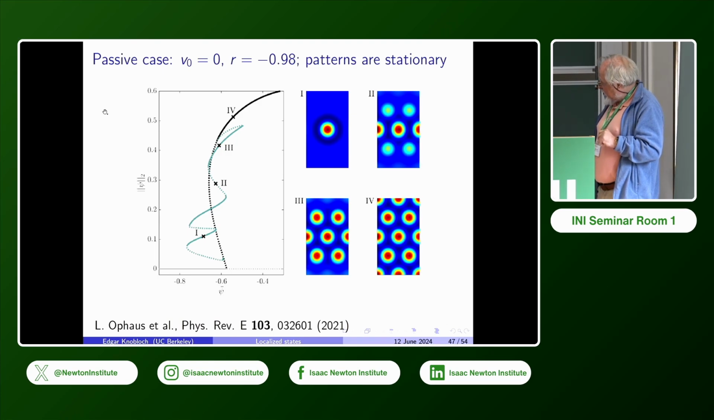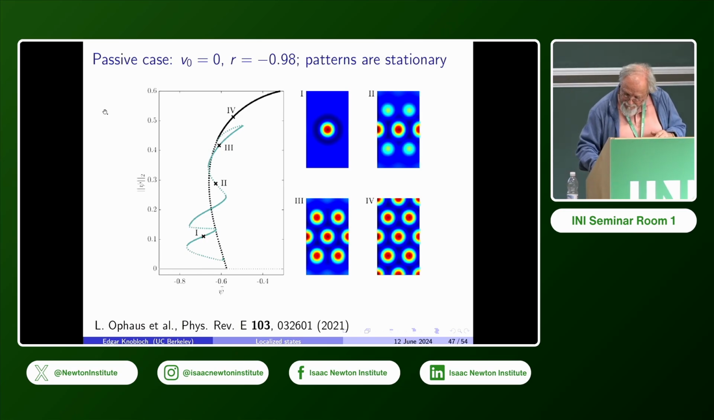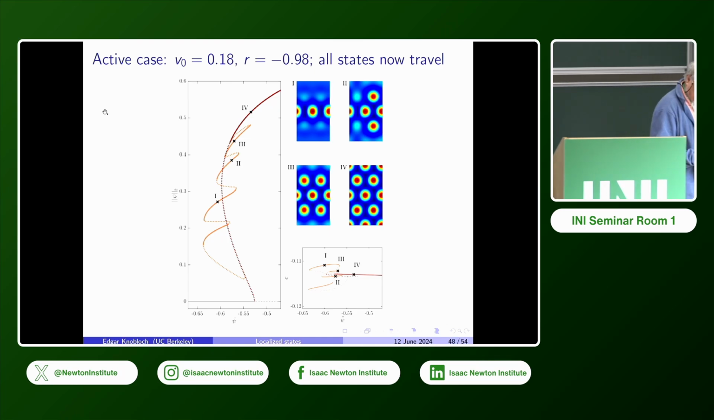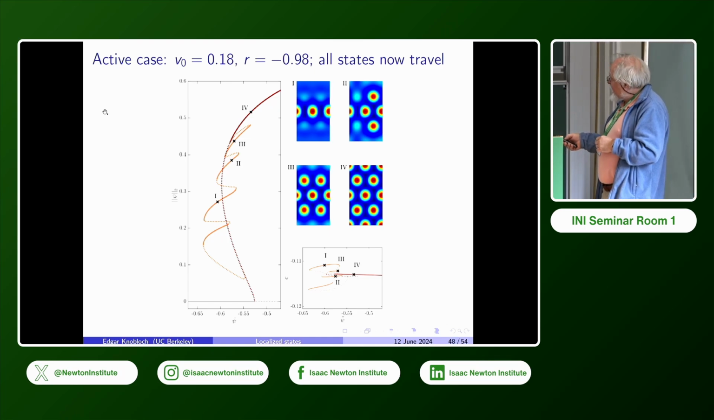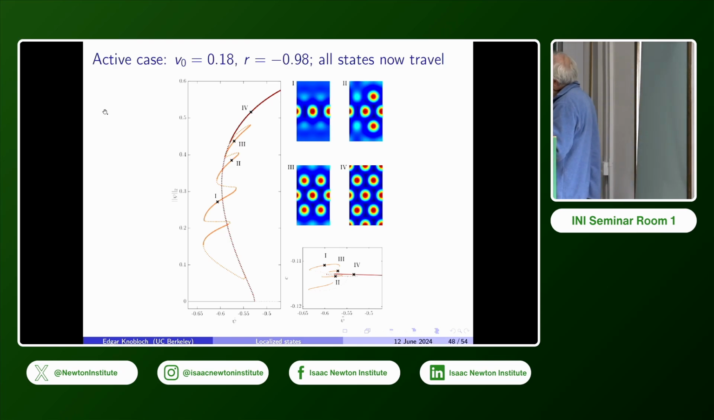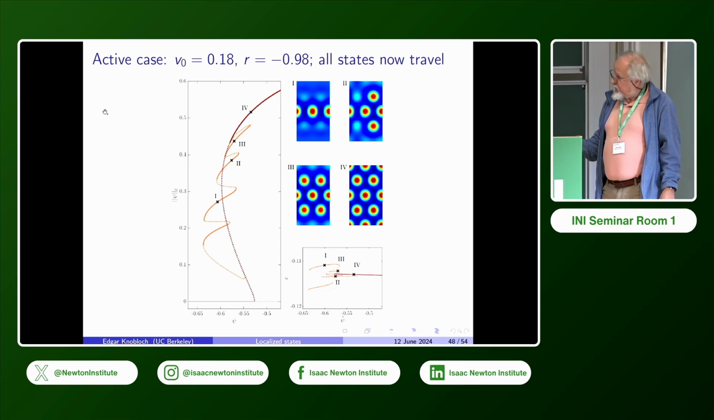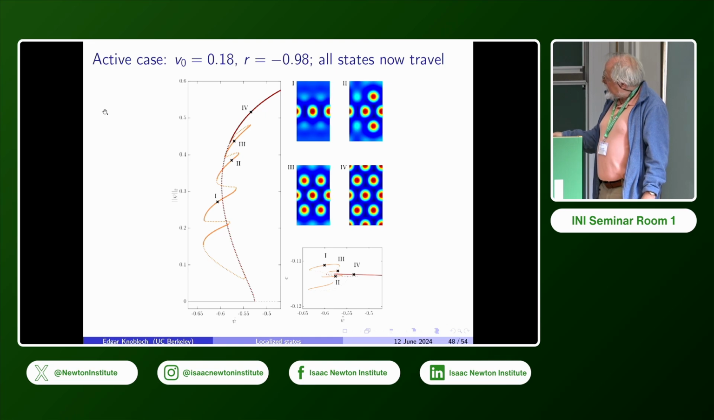The liquid phase is stable up to here. This is the crystalline structure appearing here. That's the state labeled 4 here. And then here are the various localized solutions that we've been talking about. So that's not a surprise at this point, I hope. But now I've increased the activity parameter to this value, which is above a threshold for the onset of motion. And then you get a very similar picture, but now all of these states are traveling. So, for example, the crystalline state is traveling, and then these localized structures travel.